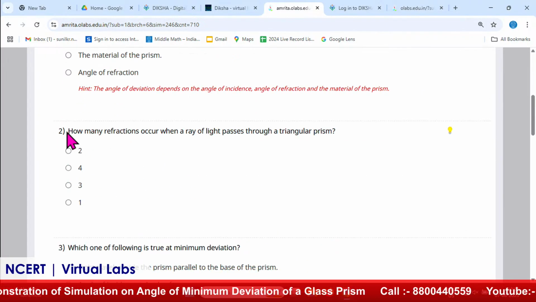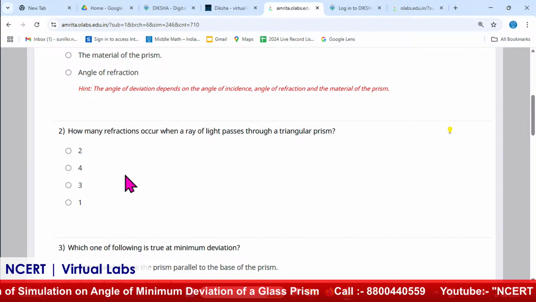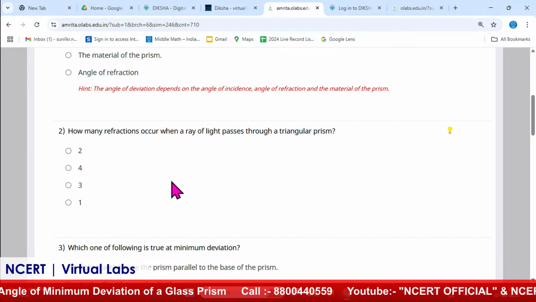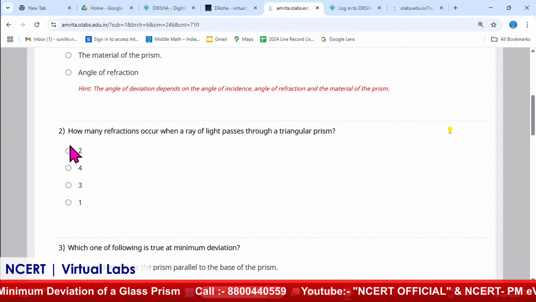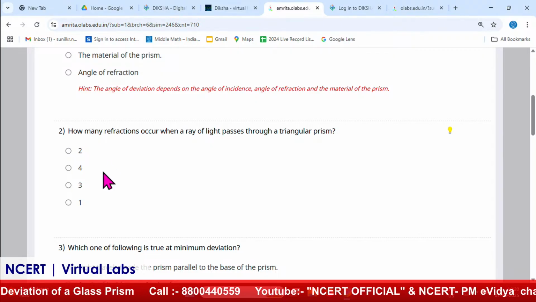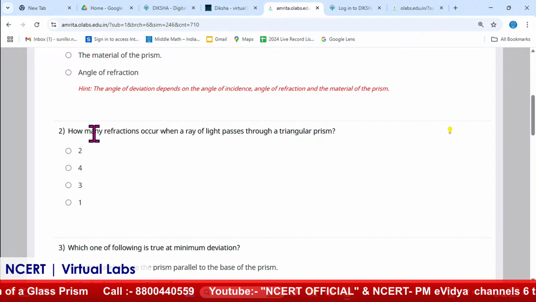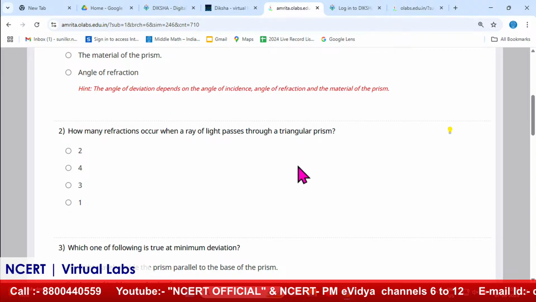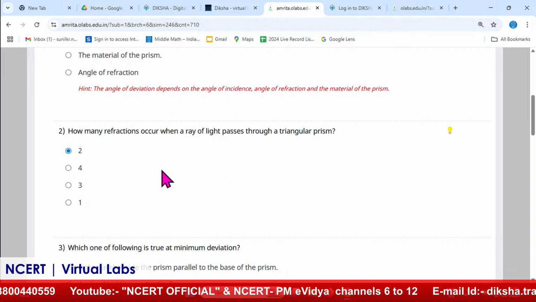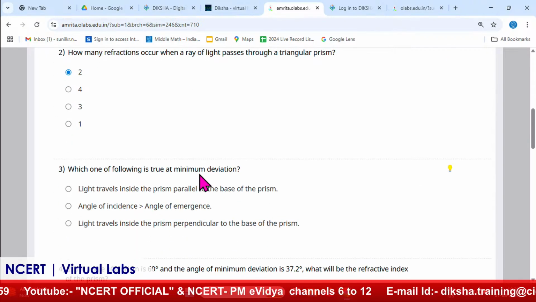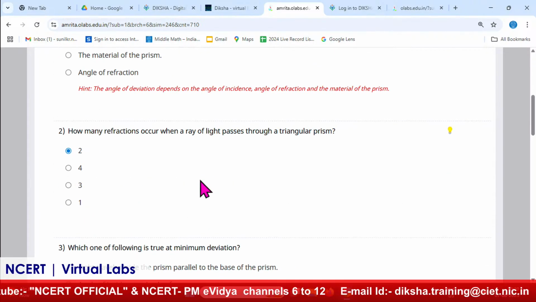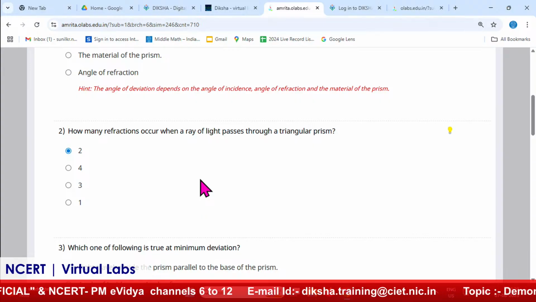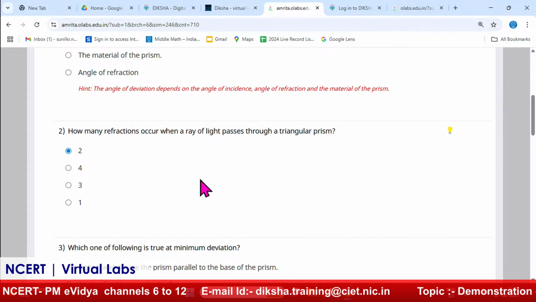So, from this hint also, first of all they have to try on their own, but if there is any doubt in any question, they can always go to the hint part and complete that MCQ. So, how many refractions occur when the ray of light passes through a triangular prism? I told you two surfaces are there, so two refractions are there. And the same phenomenon exists in a water drop, because it forms a prism-like structure, and that is why a rainbow is formed.